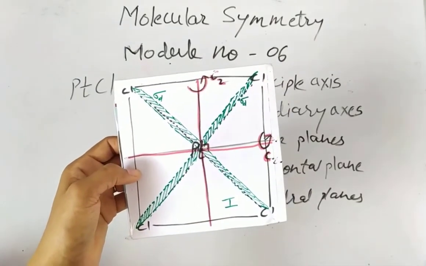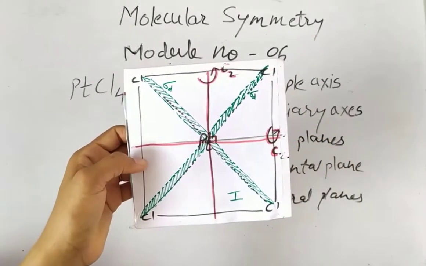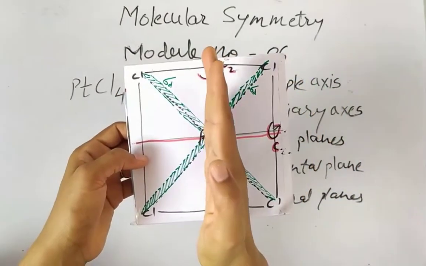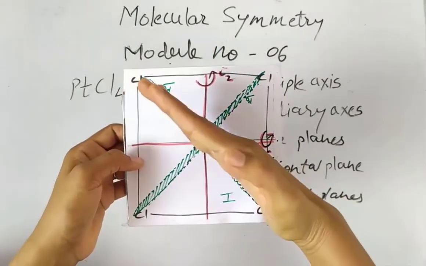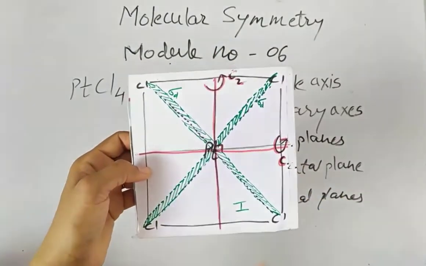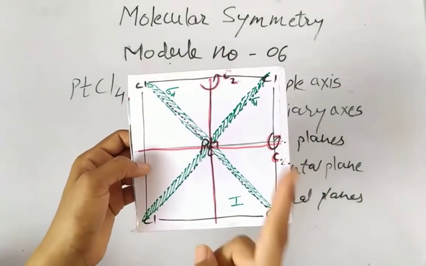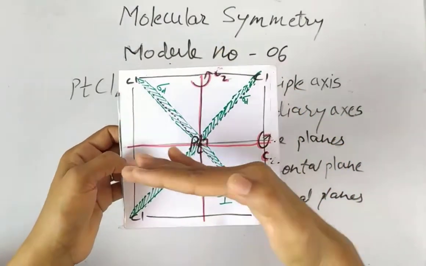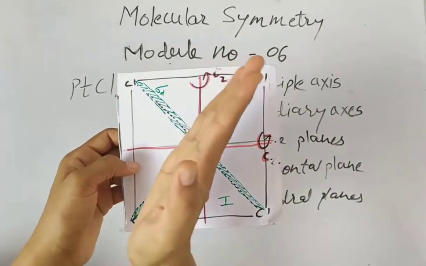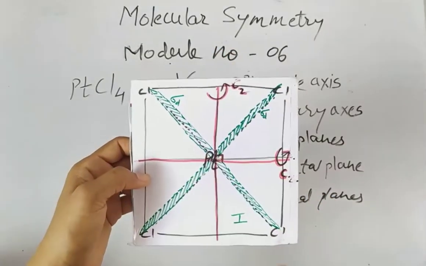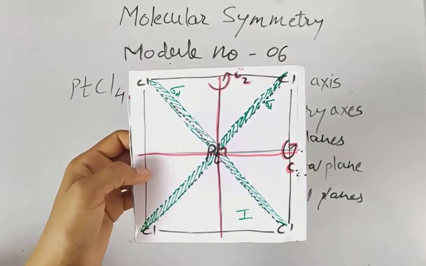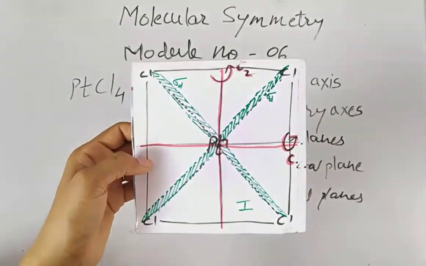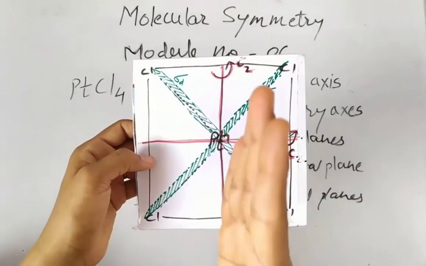So like that, in PtCl4 till now we have seen 4 C2s, 1, 2, 3 and 4, and from the exactly same places, we have got 4 vertical planes. Which one? 1, 2, 3, 4. This is the earlier part I am talking about, not today's. I am just revising what we have seen till now in PtCl4. Till now in PtCl4 we have seen 4 C2s.